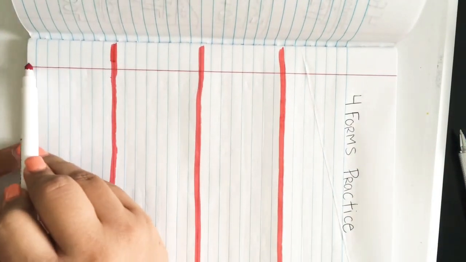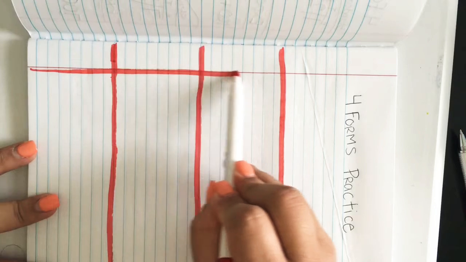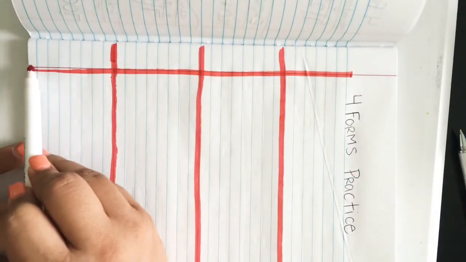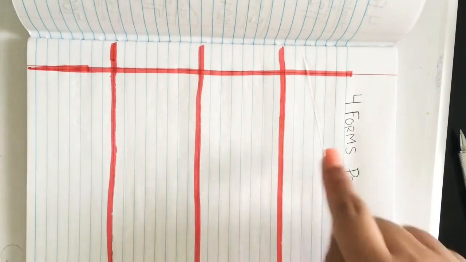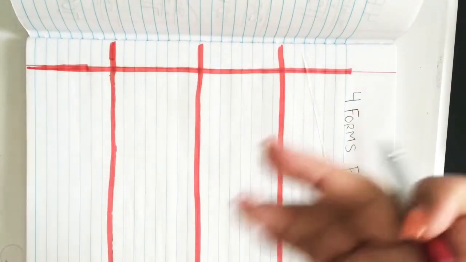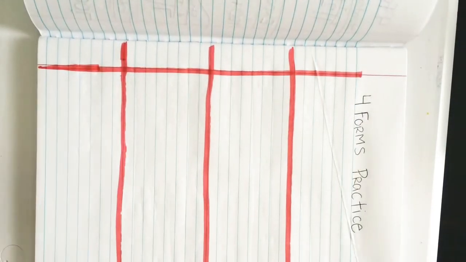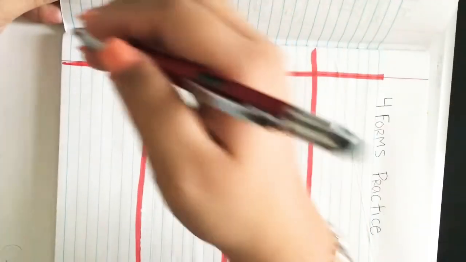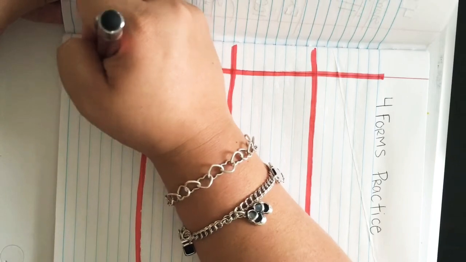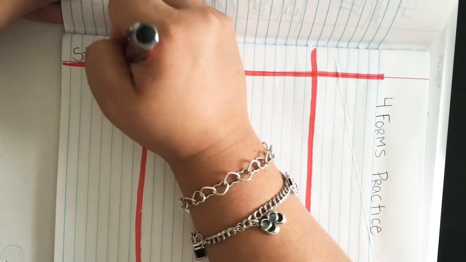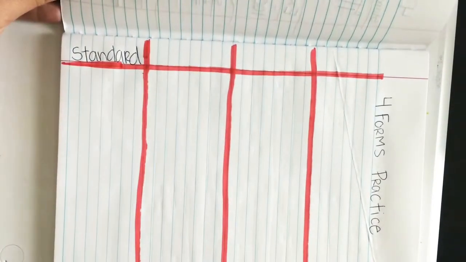And then at the top, right there. All right, so now we have 1, 2, 3, 4 different forms. And at the top, we're gonna title those little sections. So right here, I'm going to title it standard, and we know that it is standard form. Remember, that's always how we see the number.